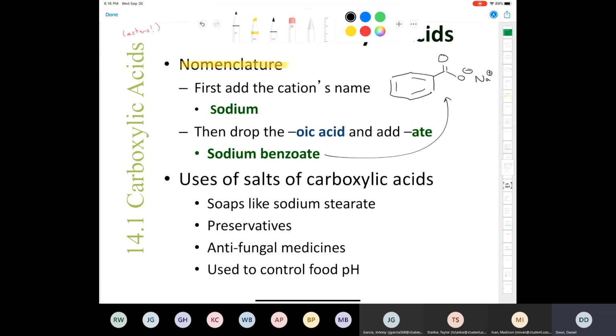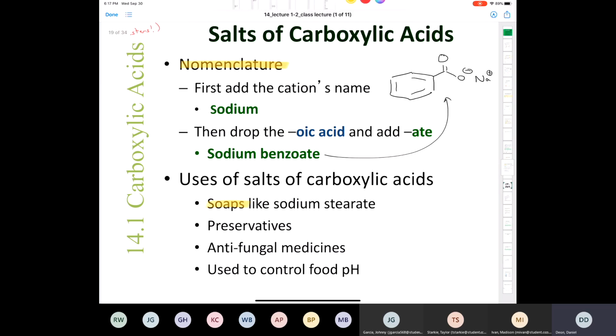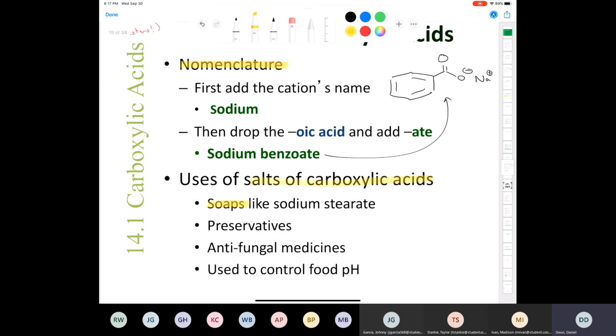Where would you find a use for the salt of a carboxylic acid? Well, the salts of fatty acids, which are carboxylic acids, are found in soaps, so bar soap or some hand soaps that are liquid. They're also found in preservatives, antifungal medicines, and are used to control the pH of certain foods. I'm not going to ask you a whole lot about that, but you should know that a soap is the salt of a carboxylic acid. And if you're wondering, will we talk about that more? Oh yeah, we're going to talk about that a lot more.